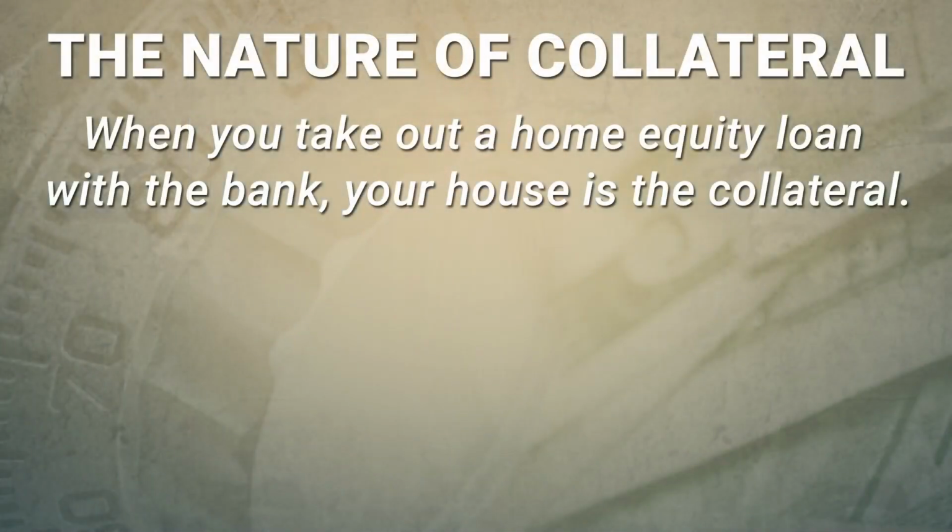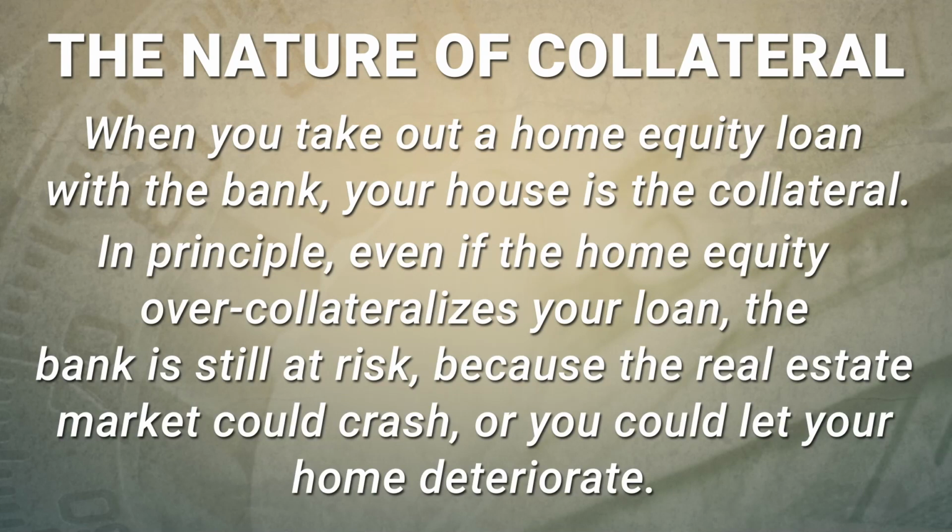When you go to the bank and take out a home equity loan, it's your house that's serving as the collateral. And in principle, even if it seemed like there was plenty of excess equity in the house so that the loan was over-collateralized at the point that it was made originally, still, the real estate market could crash. Or maybe you, as the homeowner, don't take good care of it. And so ultimately, if you fall behind in the payments, the bank has no recourse but to evict you, then go sell the property, and then try to make back the loan that you were delinquent on that way.